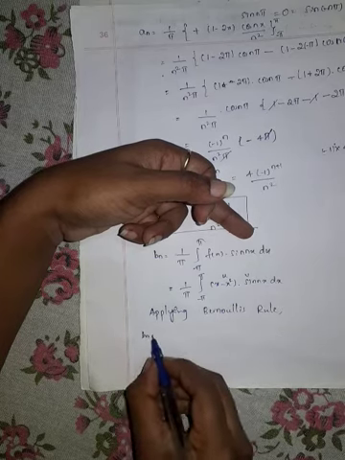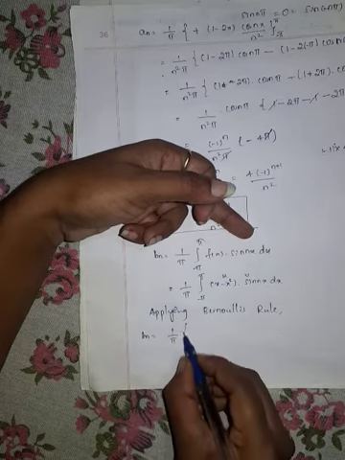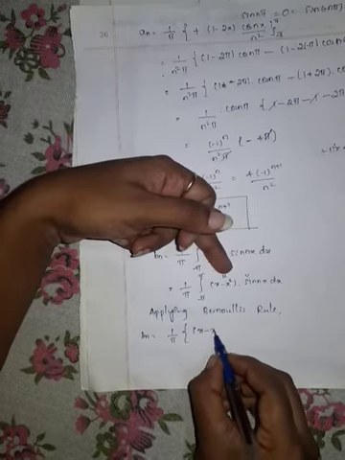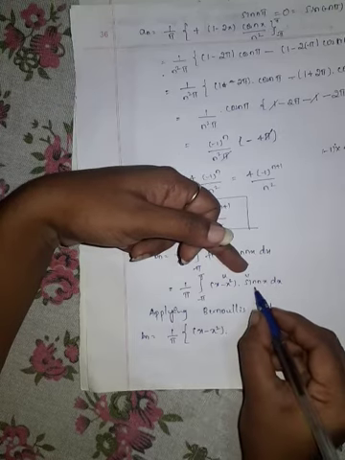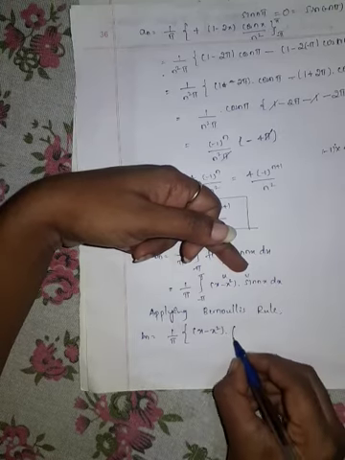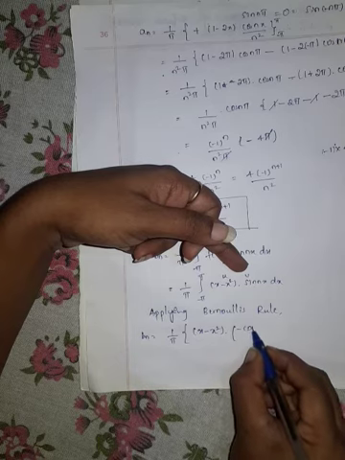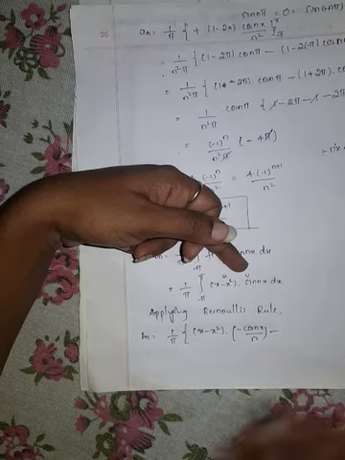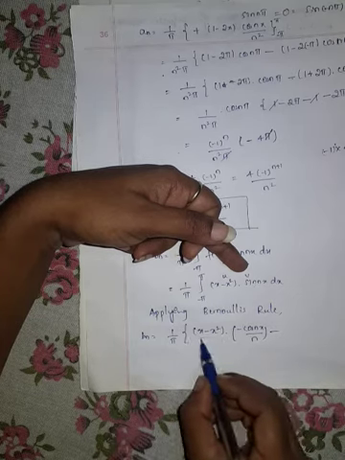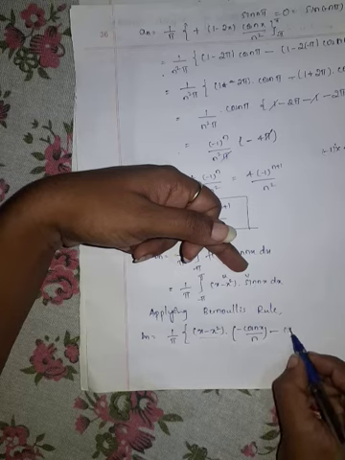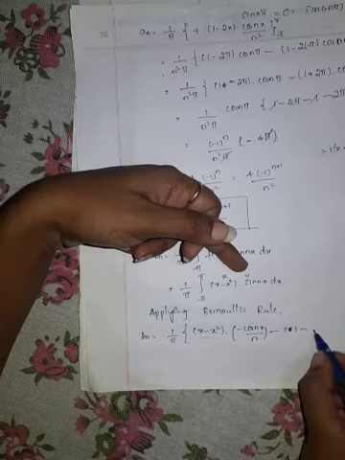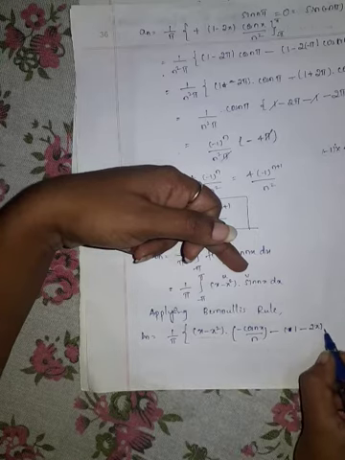So bn is equal to 1 by pi as it is. Apply Bernoulli's rule. u as it is, that is x minus x square as it is. Integration of sin nx, which is minus cos nx divided by n, minus differentiation of this u, that is differentiation of x with respect to x is 1, minus differentiation of x square with respect to x is 2x.